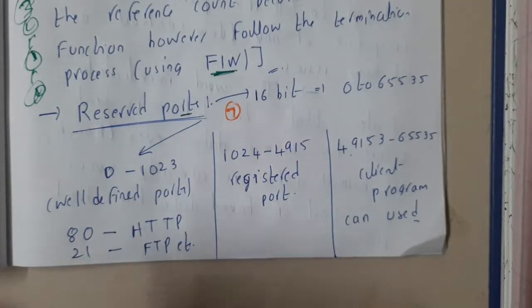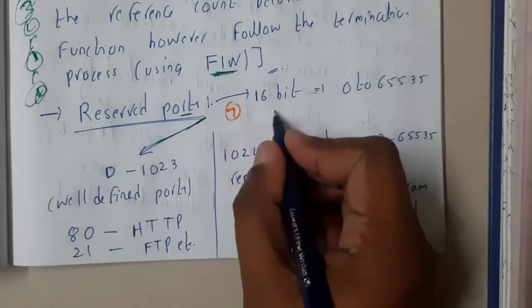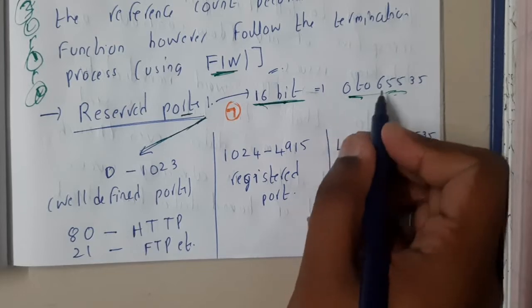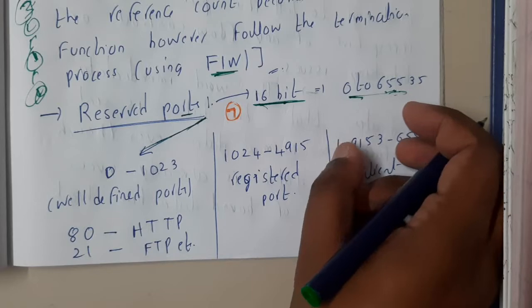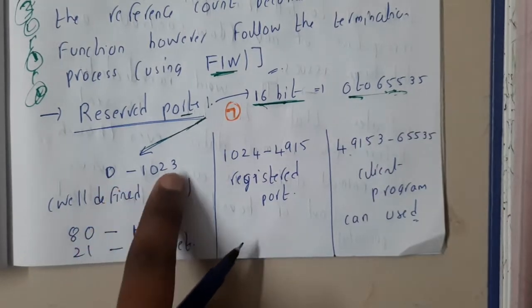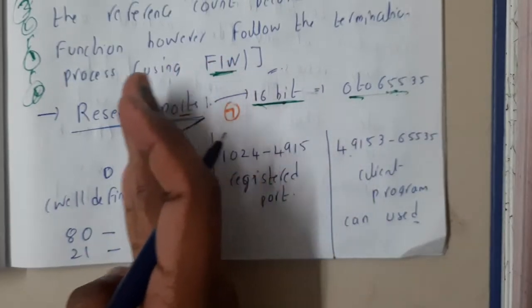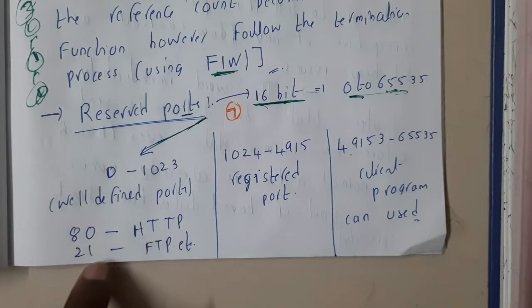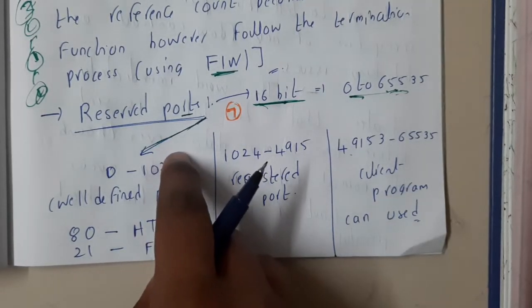Basically, a port is a 16-bit number, guys. So 16 bits means it can range from 0 to 65535. The values can be ranging in between these. The first 1024, that is nothing but 0 to 1023, are well defined ports. So these ports cannot be given to anyone. Those are well defined. If you want some examples, 80 is for HTTP, 21 is for FTP, and there are multiple things which we discussed previously. So these are well defined ports.